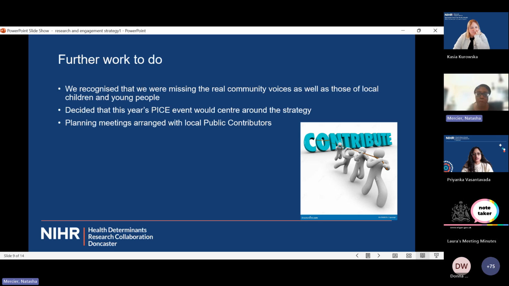So as I described at the PICE event last year in May, we had voluntary and community sector individuals in the room, but we were very conscious of the fact that we were missing the actual public voices in this, as well as there being a bit of a gap around children and young people. So we realised that research priorities would probably look different through a child's eyes.